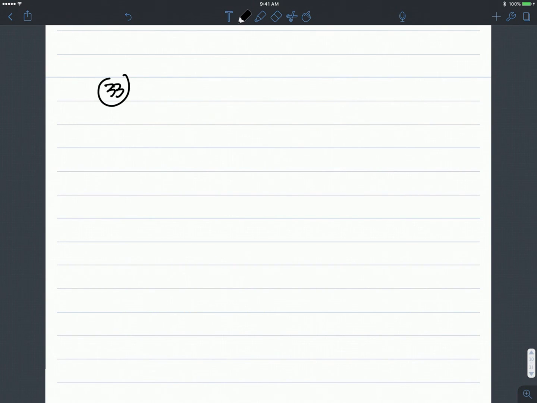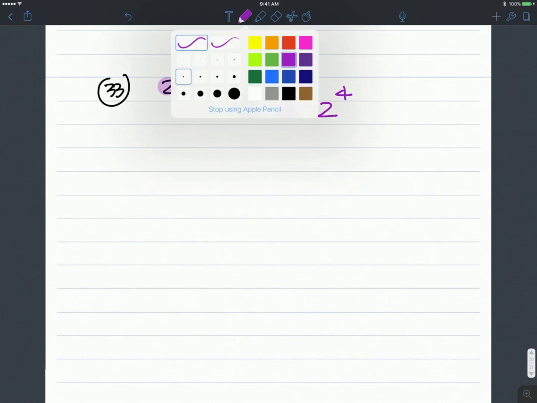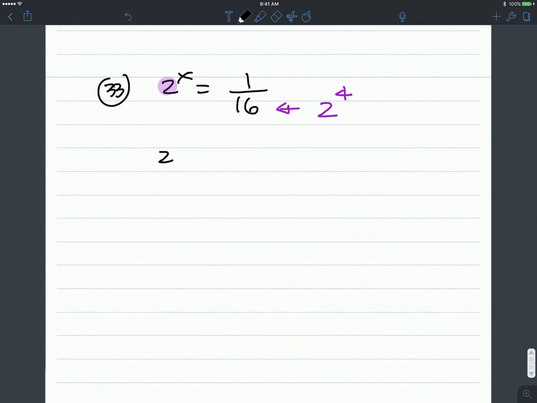Let's look at the next one. 2 to the x power is 1 over what? 16. Okay? Now, the base here is 2. Is that right? Can I write 16 here as 2 to some power? What's the power? Well, hold on. Is the power 4? Good. 2 to the x is 1 over 2 to the 4th power. Okay.